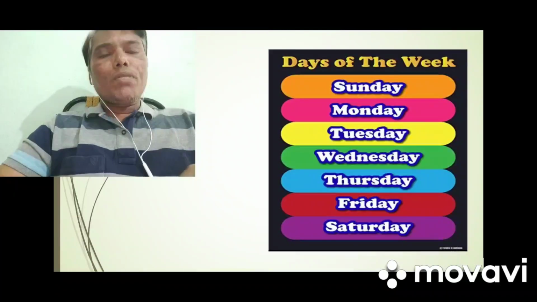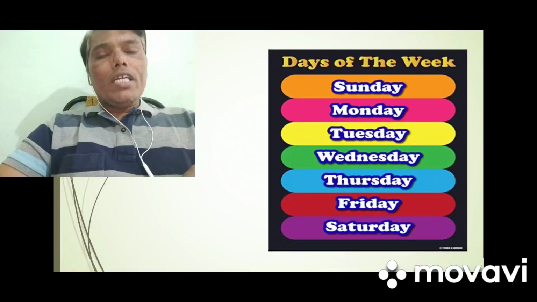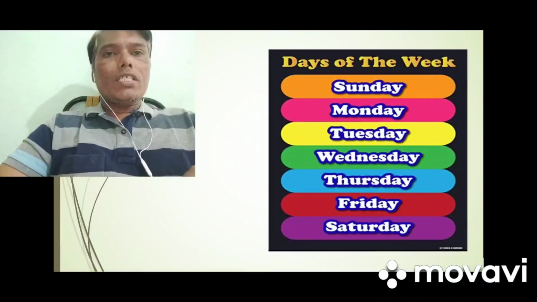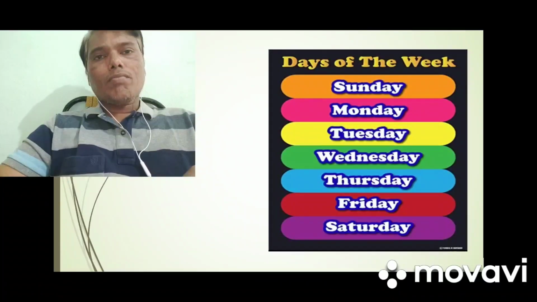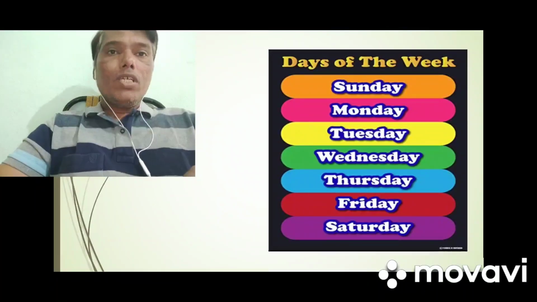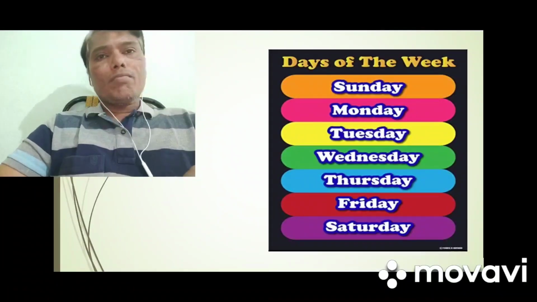Let us observe one more picture. How many days are there in a week? Every week will have 7 days from Sunday to Saturday. Last week there were 7 days, this week has 7 days, and next week will also have 7 days. So the number of days in a week has a fixed value and it is not going to change.